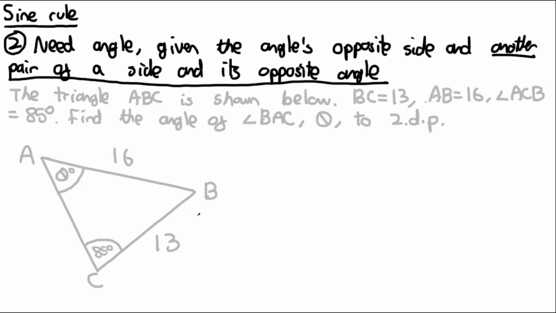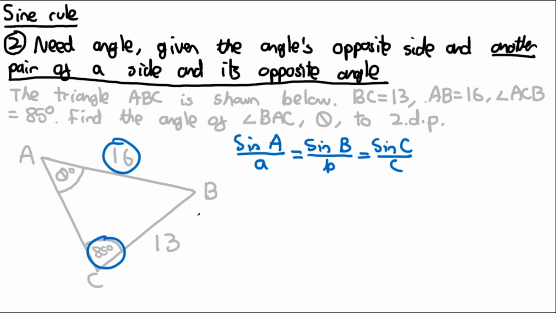Here's an example where we need to find an angle, so I'm going to use the alternate version where the angle is on top: sin a over a is equal to sin b over b, which is equal to sin c over c. We have this opposite angle and side pairing, which indicates we're going to use the sine rule. Again, I'm not going to use the letter labels, I'm just going to realize this is an opposite side and angle pairing, but we're going to put the angle on top this time.